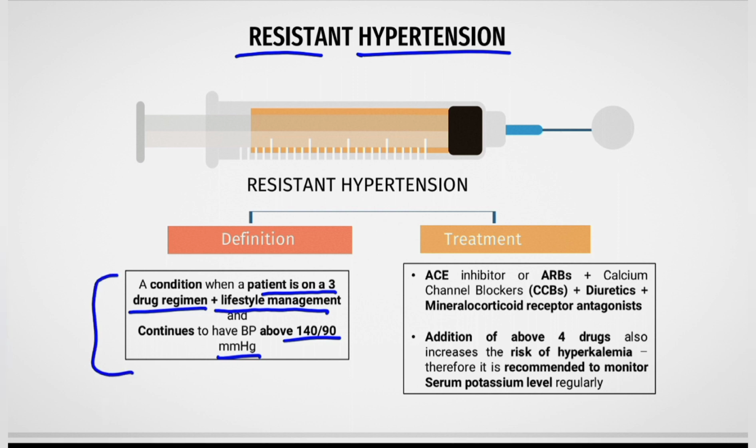So what are the treatment methods for resistant hypertension? In this condition we will use the 4 drug regimen, which will include the ACE inhibitors or ARBs, either of them, the calcium channel blockers, diuretics, and mineralocorticoid receptor antagonist. But the addition of these 4 drugs causes increase in the risk of hyperkalemia. So whenever we are treating any resistant hypertension and using the 4 drug regimen, we should always monitor the serum potassium level regularly.